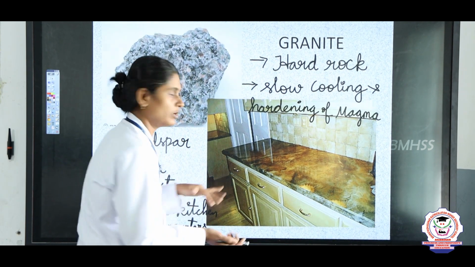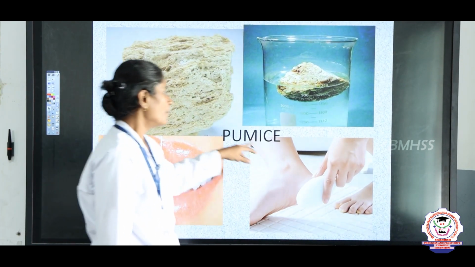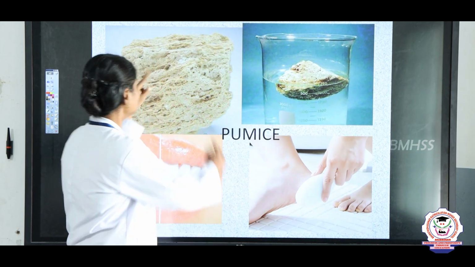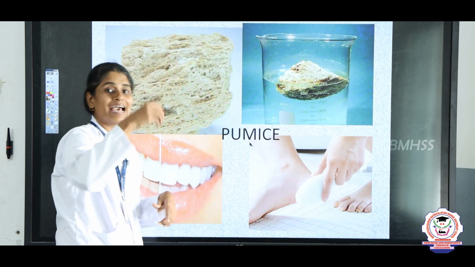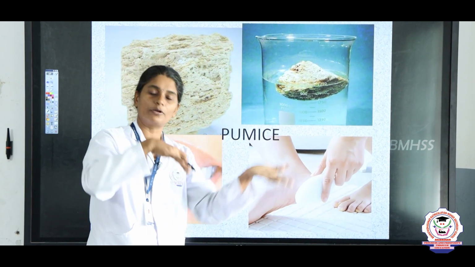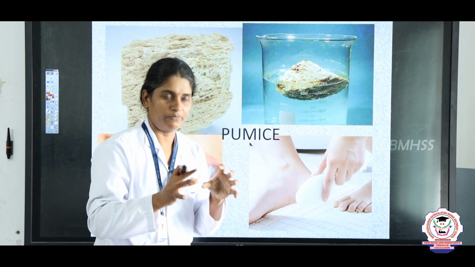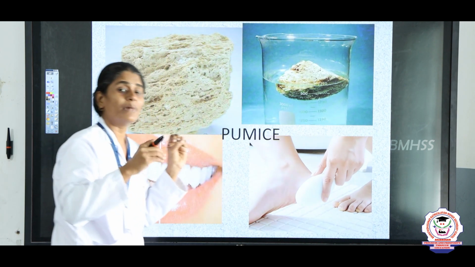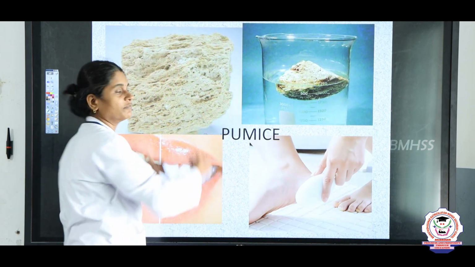So the next example of igneous rock that we are going to see is pumice. Pumice is an igneous rock. This is the pumice rock that you can see. This pumice rock has many holes. Why does it have many holes? Because once the hot molten rock comes out of the earth's surface, it will cool down. The lava will be quickly cooled down, and when it is cooling down very quickly, some air is trapped between the particles of the pumice.